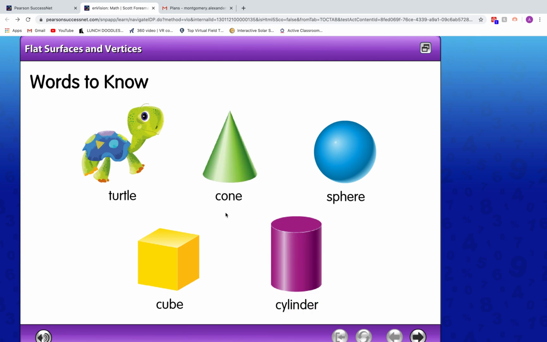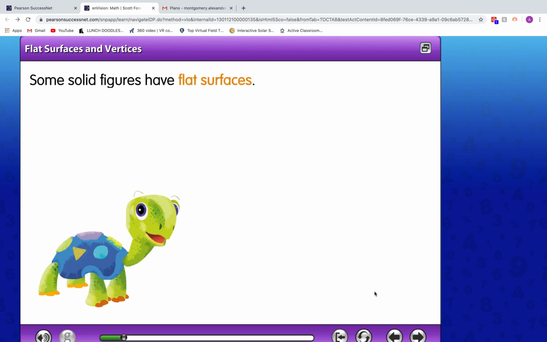Let's go over each word. Okay, we have our 3D shapes, and we have our cone. We have a sphere, which is a ball, right? And a cone is like an ice cream cone. We have a cube, which is like a block. And then we have a cylinder, which is like a can of soda. All right, so let's move on.